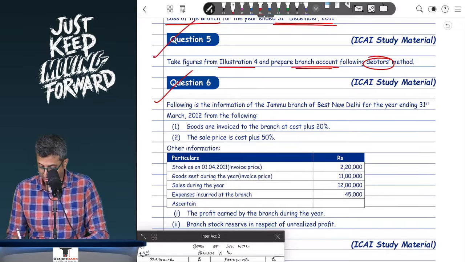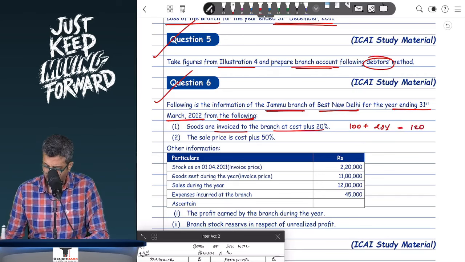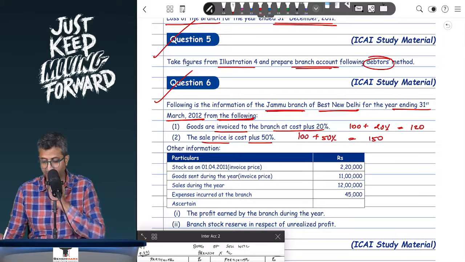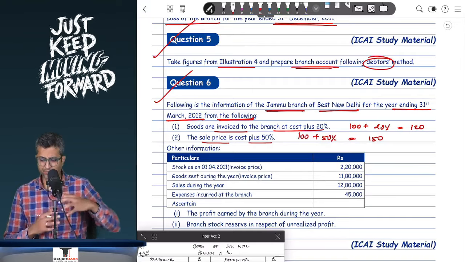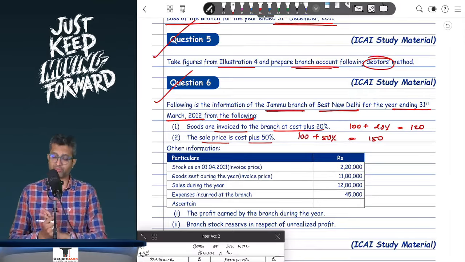Following is the information of the Jammu branch of Best New Delhi for the year 31st March 12. From the following data, goods are invoiced to the branch at cost plus 20%. So if the cost is 100, plus 20% will come to 120. The sale price is cost plus 50%. This is 100 plus 50%. This is 150 would be the sale price. So 20 would be the profit for the HO. The remaining 30, that is the difference between 150 and 120, will be the profit for the branch.